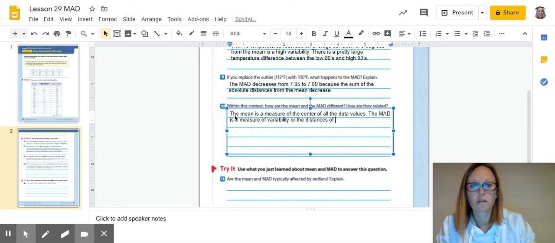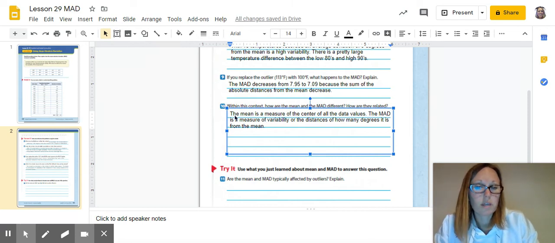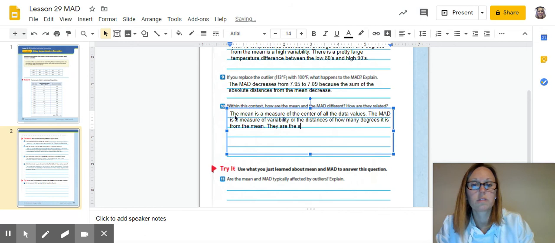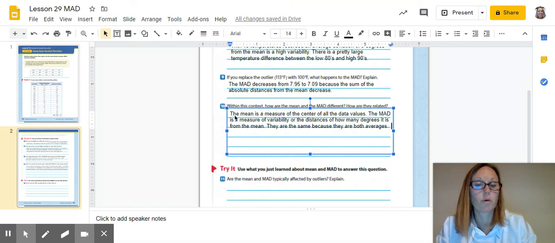of how many degrees it is from the mean. So you have to know the mean in order to be able to find the MAD. So that's how they're different. But they're the same. They are the same because they are both averages. So you add them both up to divide by the total number that you have.